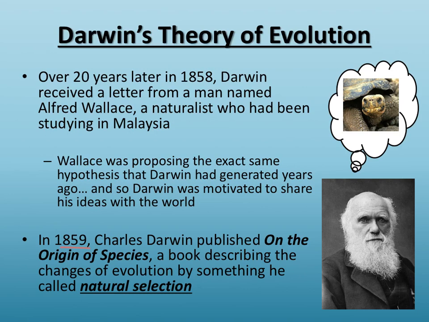We've kind of shortened the title today to On the Origin of Species. It had a longer name than that. It's actually On the Origin of Species by Means of Natural Selection. And it's a fascinating book. It's a very big book. It's free on the Kindle.